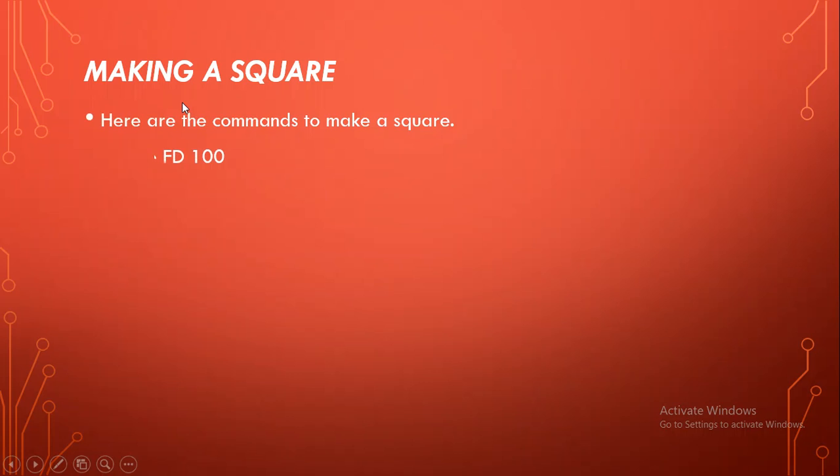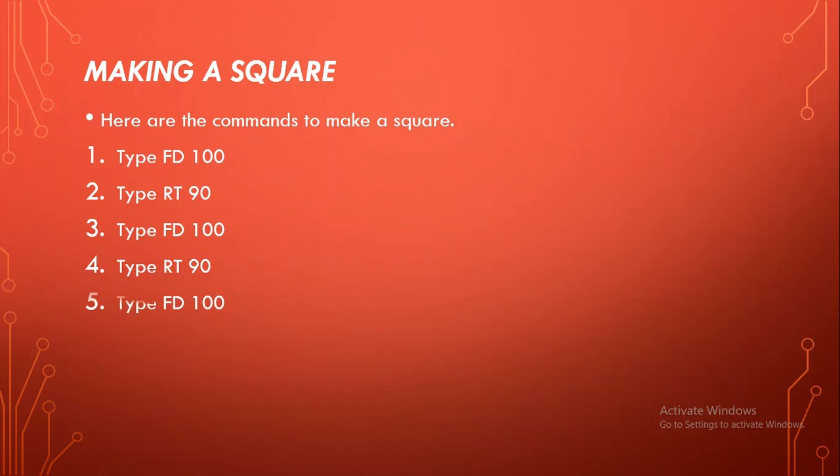Now, what are the various steps for making a square? If you want to draw a square in your drawing area, then what are the various steps? We will discuss these steps in this slide. So here are the commands to make a square. The first step is to type FD 100. You have to type FD 100.